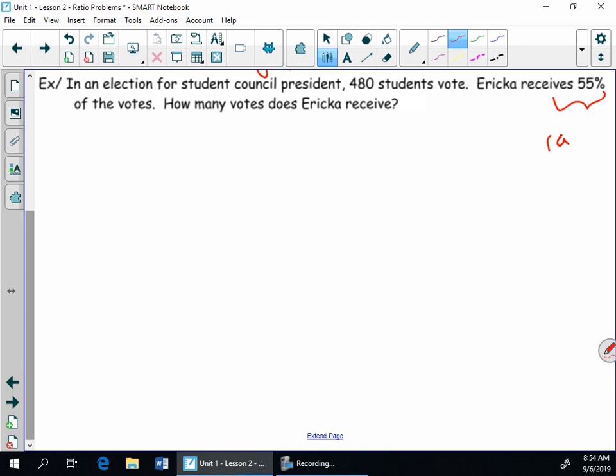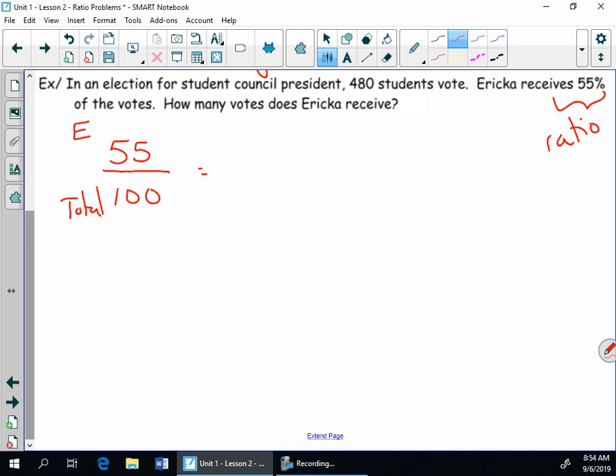This is my ratio. What do we know about percent? Percent is out of 100. So if Erica receives 55% of the vote, she's getting 55 out of 100. That's the ratio that we know. Whenever we deal with percent, it's always out of 100. We can always write it as a fraction out of 100. So here's how much she gets. This is Erica out of the total, 100%.